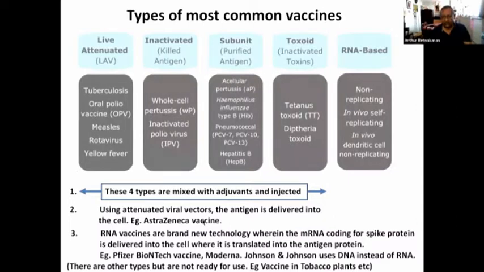AstraZeneca vaccine is one example. I'll go into details later on. RNA vaccines are a brand new technology where the messenger RNA coding for spike protein is delivered into the cell where it is translated into the antigen protein. The Pfizer-BioNTech vaccine and Moderna are the ones that use this mRNA method. Johnson & Johnson uses DNA instead of RNA to introduce into the cell. There are other types but they are not ready for use. For example, in Quebec, they are working on a vaccine that is being manufactured in tobacco plants.